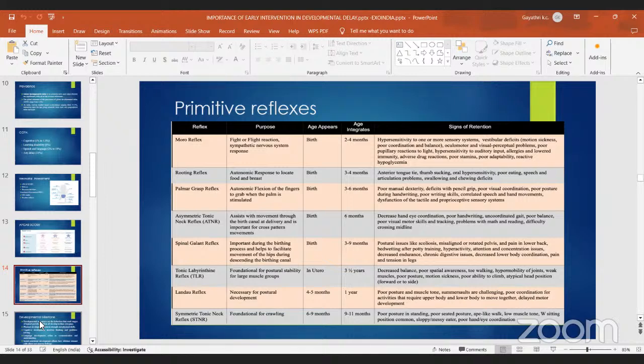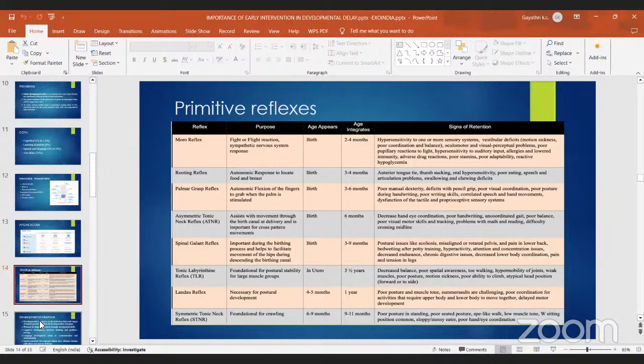The rooting reflex is also present at the time of birth, and it should disappear at 3 to 4 months. If it doesn't, the baby will have a tongue tie or poor eating, and speech will not develop properly, so speech difficulties will also be present due to the rooting reflex. So by the fourth month, it should disappear.